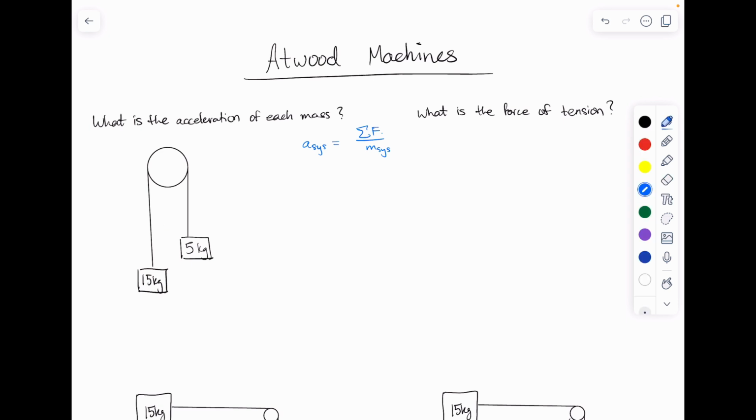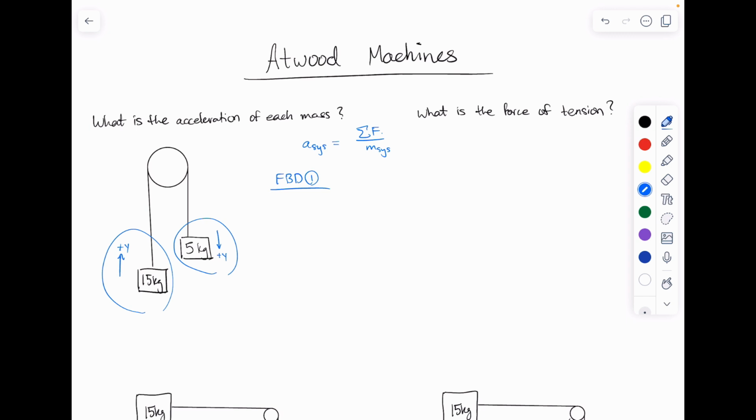Now I'm going to do something kind of weird. I'm going to call this the positive y direction going up, only for this mass. And then down here, I'm going to call this the positive y direction for this mass. The only reason I'm doing that is so that when we solve for the acceleration for each of them separately, those accelerations are going to have the same sign. And it'll make some of the calculations a little easier.